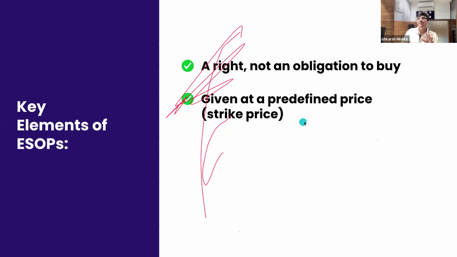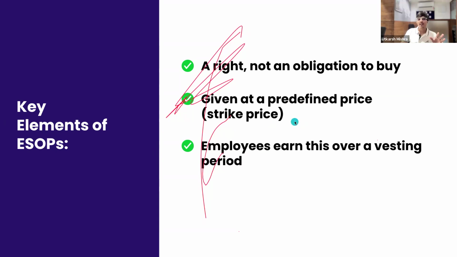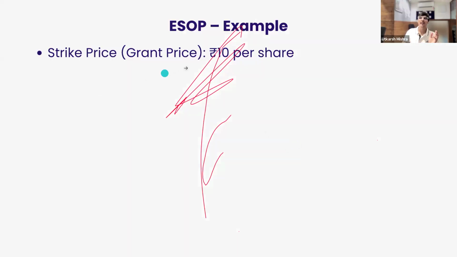Strike price is basically a predefined price. Employees earn this over a vesting period. I'll explain this with an example. Generally, what you gain out of the ESOPs is the market price versus the strike price. Strike price is the price at which you buy the shares. So let's say the company issues you shares at a price of 10 rupees. That will be your strike price.